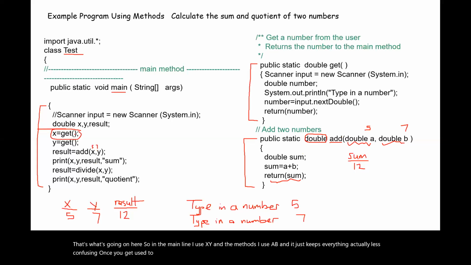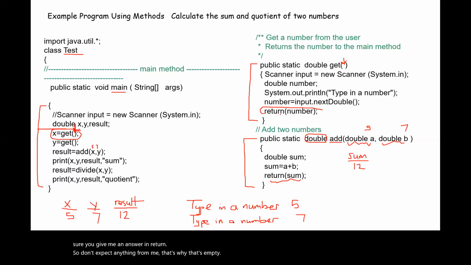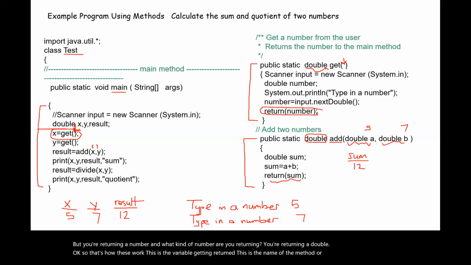So how does the get function work? The get says, don't expect anything from me, but make sure you give me an answer in return. So don't expect anything from me. That's why that's empty. But you're returning a number. And what kind of number are you returning? You're returning a double. Okay, so that's how these work. This is the variable getting returned. This is the name of the method or the function. And these are the variables it needs to do the work.